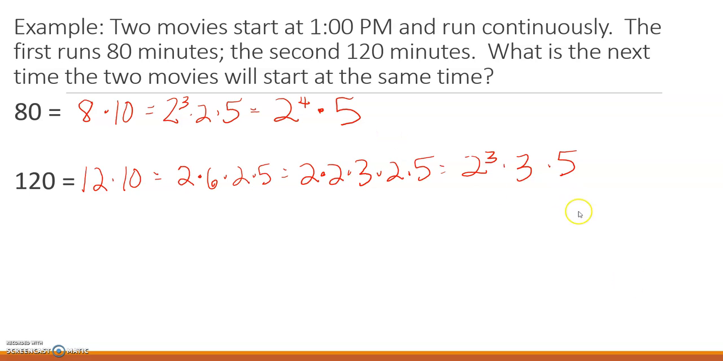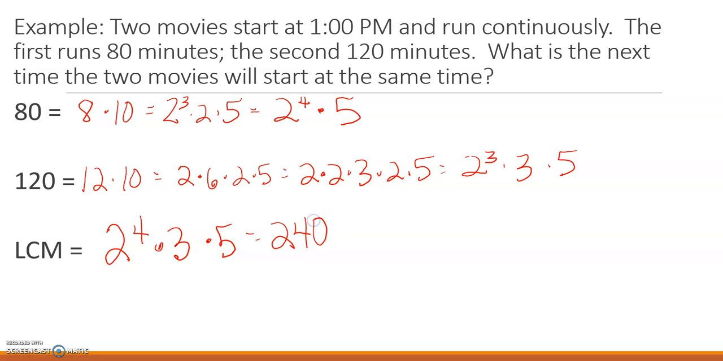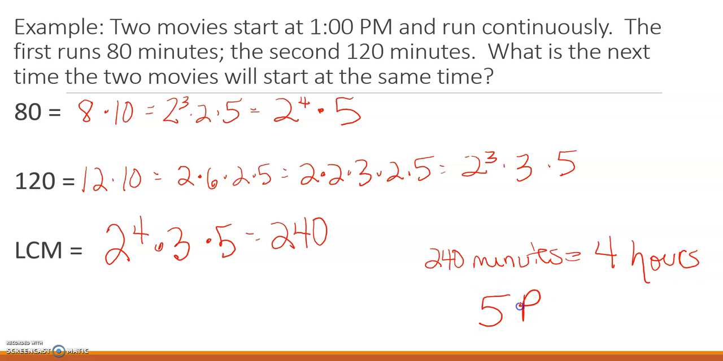In this case, we are finding the least common multiple. Looking at our 2's, we need 2 to the fourth, times 3, times they each have 1 5, which is 240. 240 minutes equals 4 hours. 4 hours after 1 p.m. is 5 p.m. The movies will next start at the same time at 5 p.m.